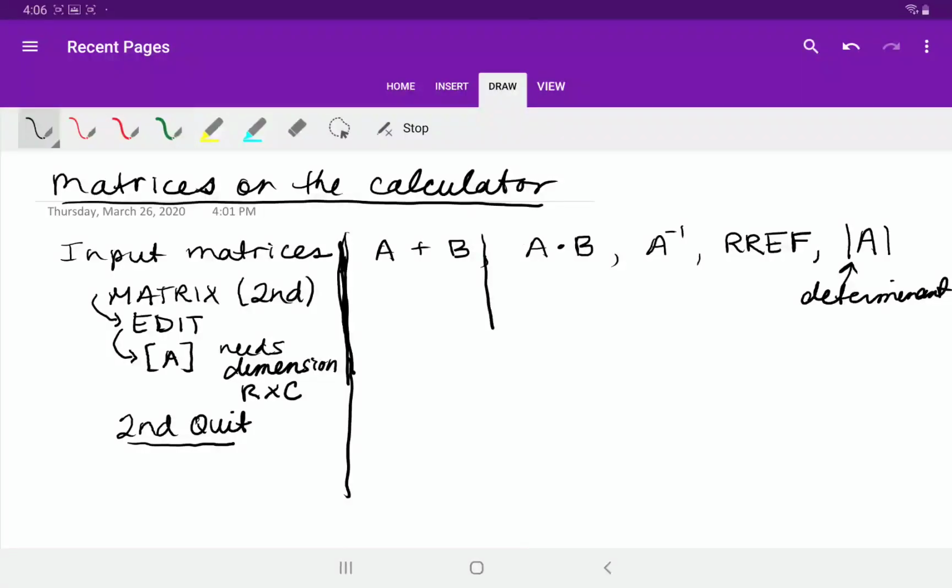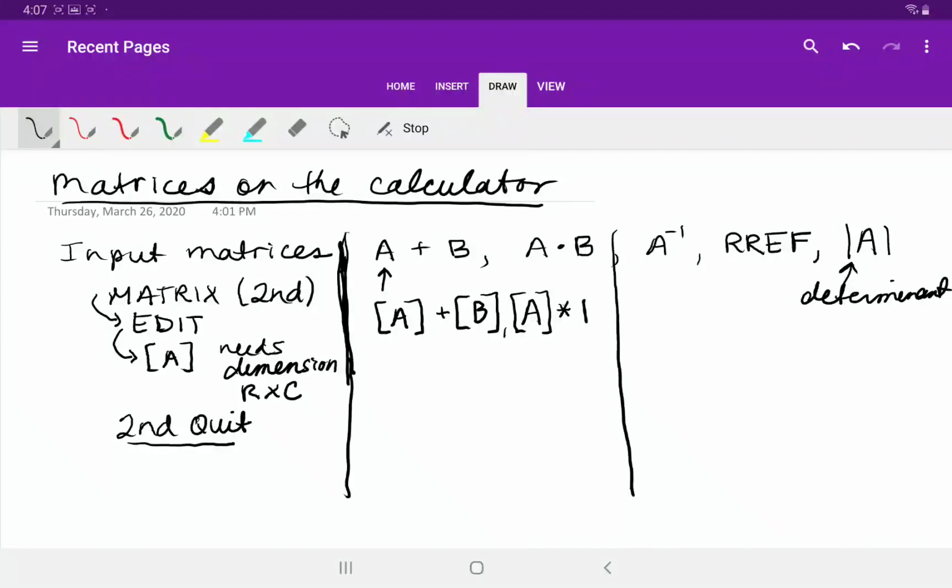For adding matrices and multiplying matrices, so this is both of these two columns here, I'll just put it in both. In order to grab a matrix, you're going to have it say matrix A plus matrix B. And then the same thing for this one: matrix A times matrix B.